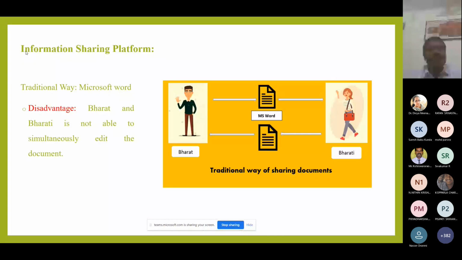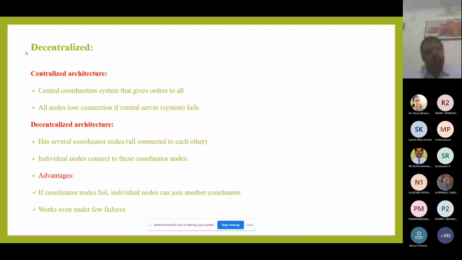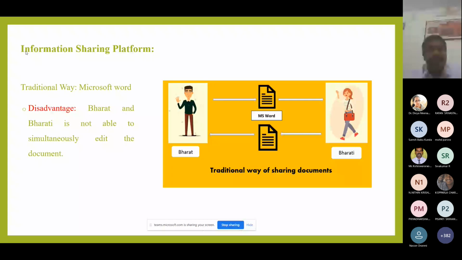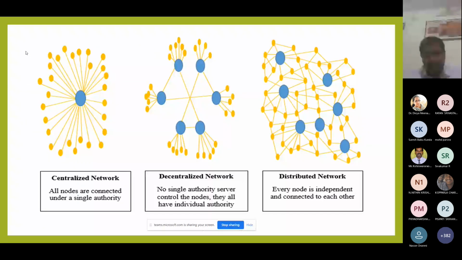The second term that we had seen in the definition was information sharing platform. So what do you mean by information sharing platform? How did we initially share information? Participants, can anybody tell me how we initially shared information? Any idea?